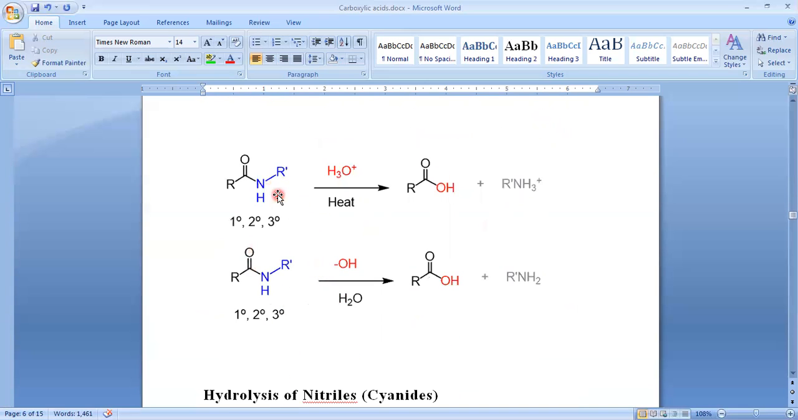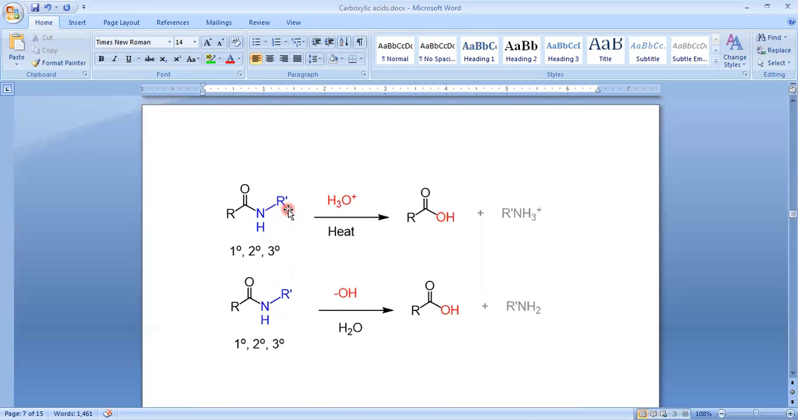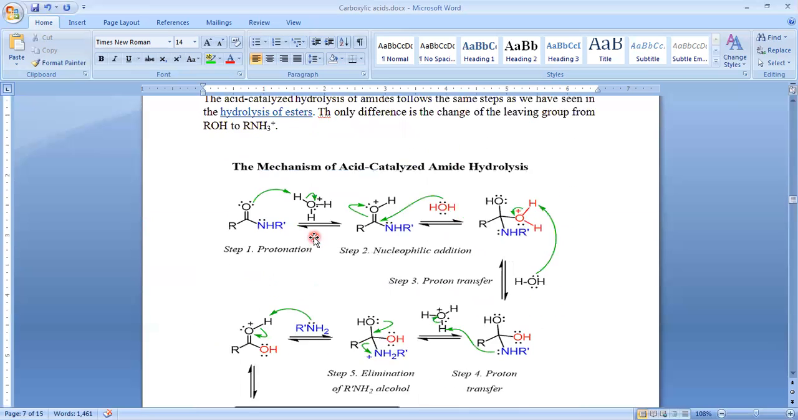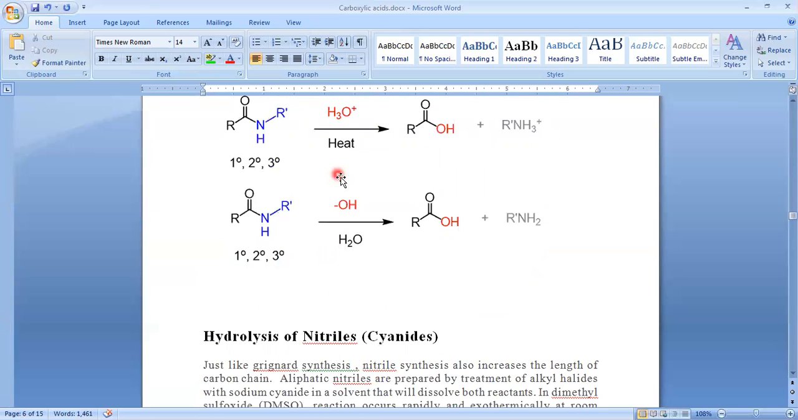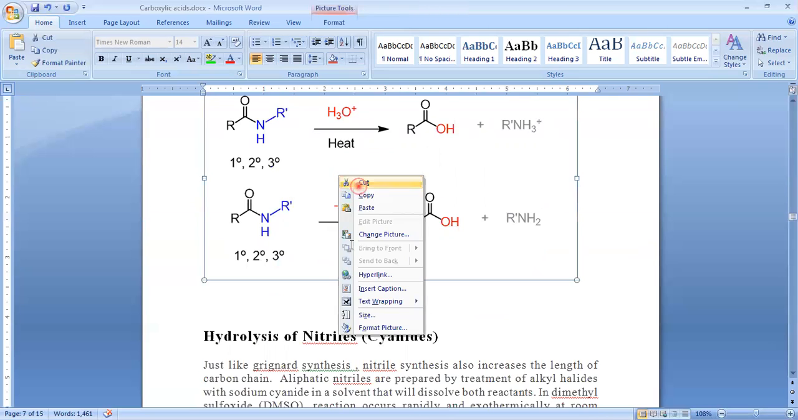So these are some more examples. This is the secondary one, or you can say N substituted amide, N alkylated amine. Here this is only amide. This is also N alkylated amine. Okay, so I don't think it is required.